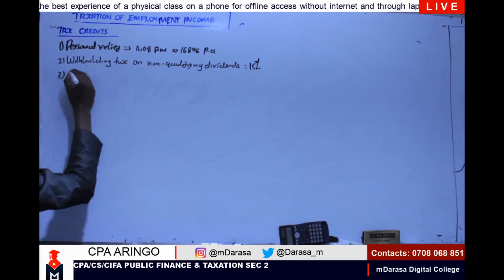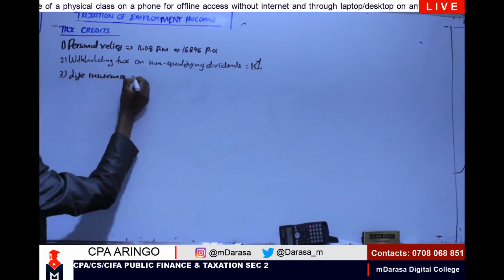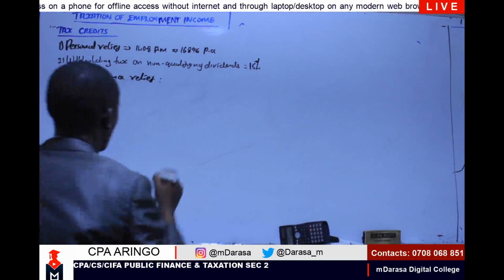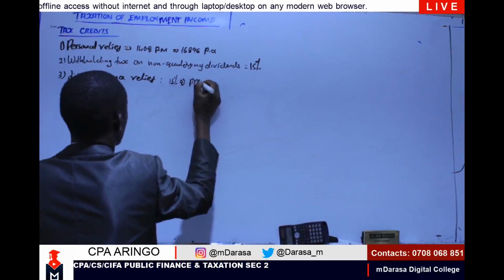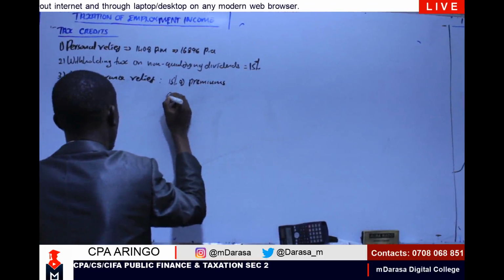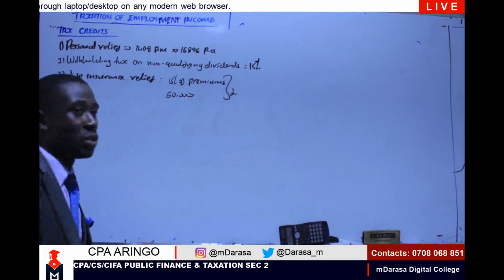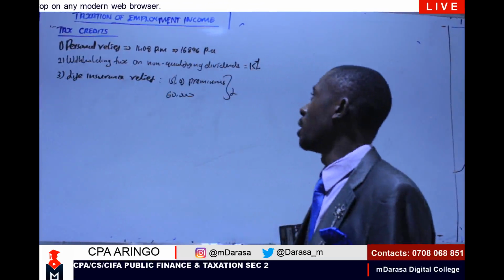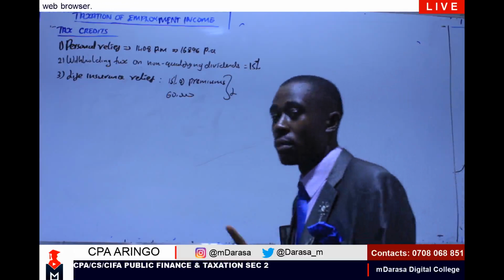Number three, we'll be talking of life insurance relief. And how will you determine that? You normally take 15% of our premiums. We compare that with 60,000. Whichever is lower is the one that I'm going to take as our relief.